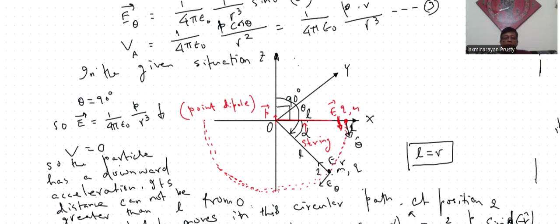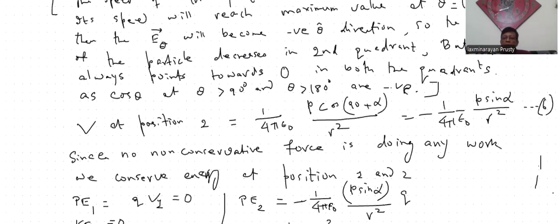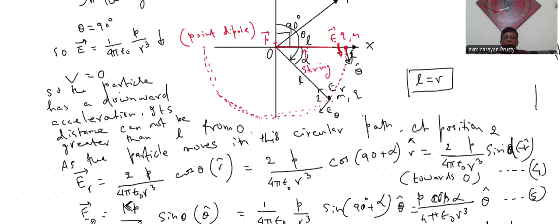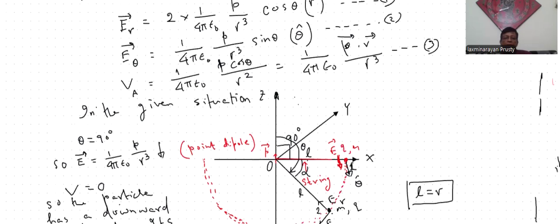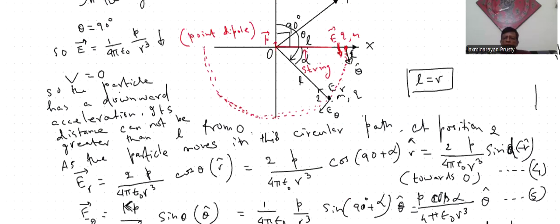So what will be V at position 2? V at position 1 will be 0. Why should it be 0? Because theta is 90 degrees at position 1. So cos 90 is 0. So V at the initial position is 0. So what is V at this position 2?